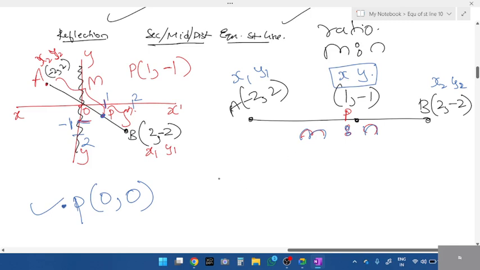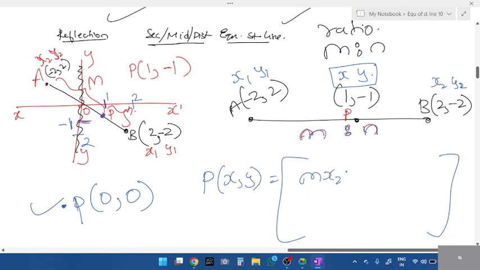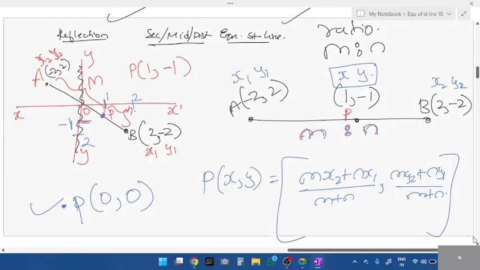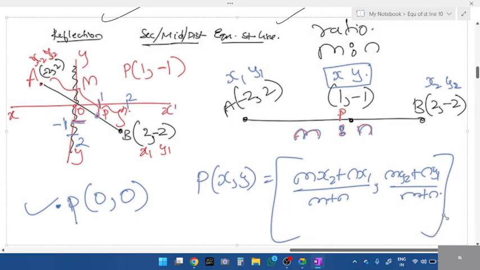Now let us use the formula. According to P, whichever lies in between, P x comma y is equal to, tell me the section formula, students. M into x2 plus n into x1 divided by m plus n. M into y2 plus n into y1 divided by m plus n. I will write all this formula in that separate book which I told you to maintain. Okay, just go through this formula.